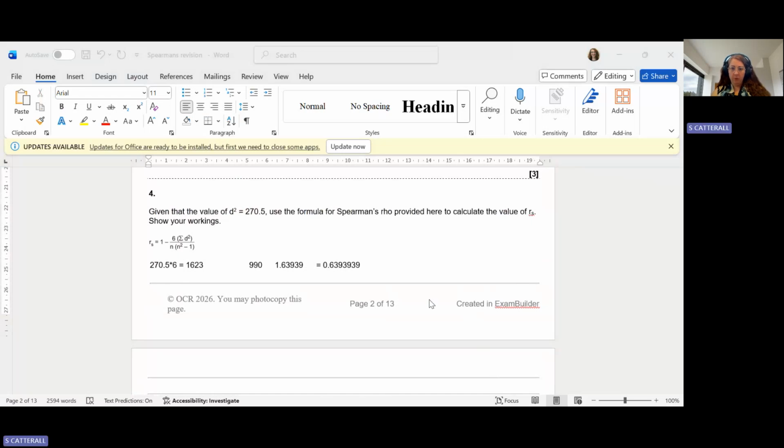In fact, is that right? 1 minus 1.63939. It's going to be a negative, isn't it? Always good to check. I thought my gut wasn't telling me that was right then. So we've got a negative correlation for this one. And something important to point out on these is that this result is telling you the correlation coefficient at the end of it. So the mark scheme is saying 0.639.